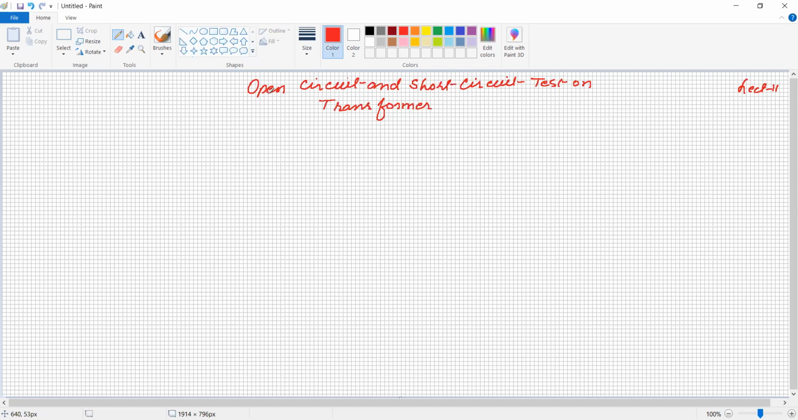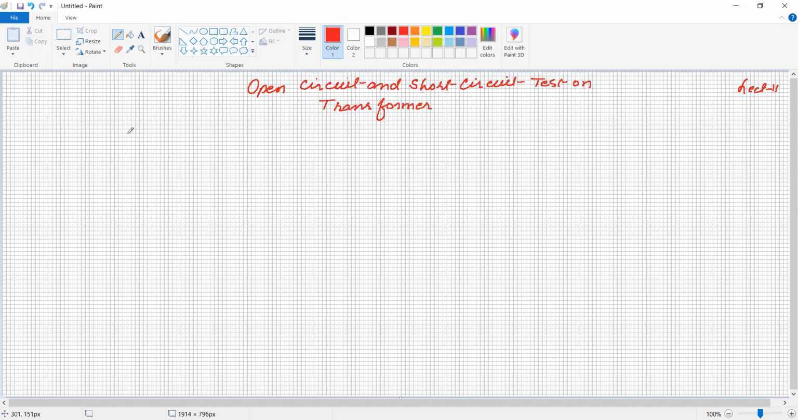What is the objective to conduct the open circuit and short circuit test? From the open circuit and short circuit test, it is easy to find out the parameters of the equivalent circuit of the transformer. Second, the voltage regulation can be calculated, and efficiency and losses can be calculated.